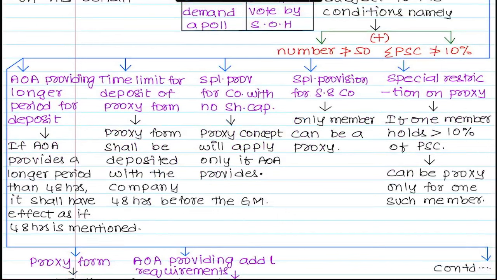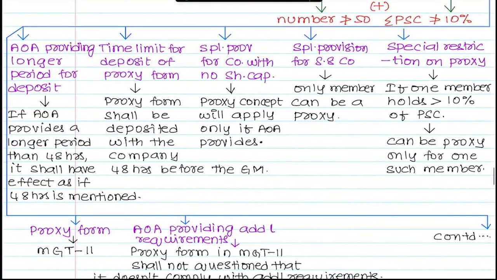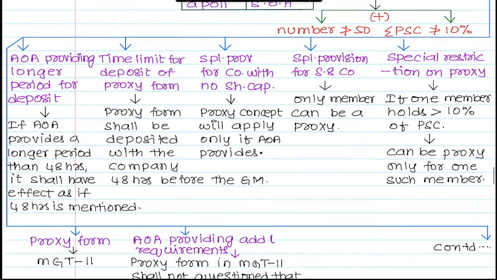Next one is the special provision for a section 8 company. In a section 8 company, the proxy must be a member. What does it mean? In other companies, outsiders also can become a proxy. In a section 8 company, who only should become proxy? A member only. That means in all other companies other than a section 8 company, even outsiders can become proxies. Clear? Next.